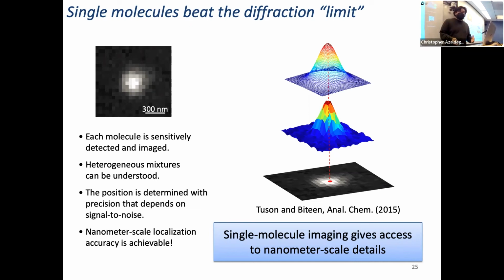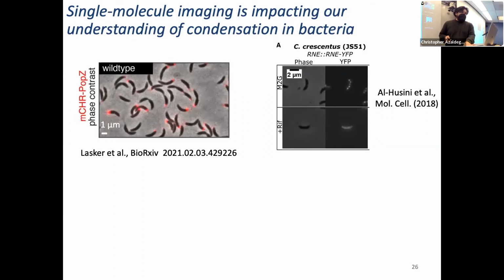Using single molecule imaging provides us access to these heterogeneous dynamics and mixtures. And then we're able to pinpoint the very precise location of these molecules and get nanometer scale localization rather than the diffraction limited imaging we were doing earlier. And so these techniques have already been applied in membraneless organelles in bacteria, given that they're small. So it makes sense to use these super resolution techniques.